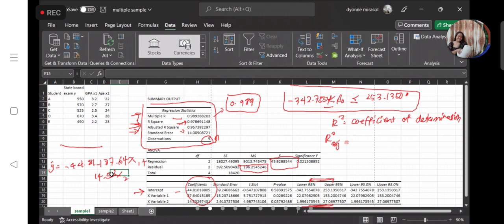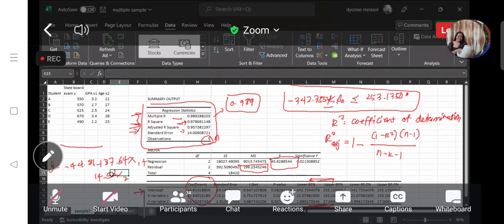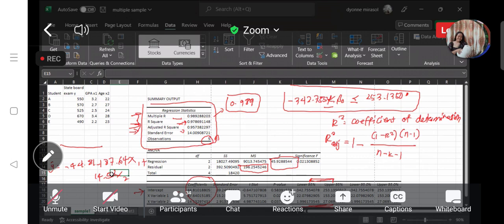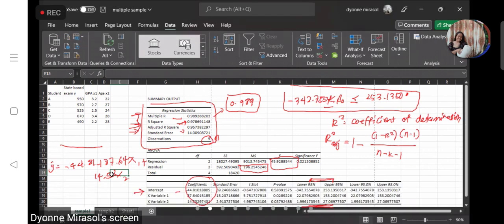So, how do we solve for the adjusted r squared manually? To solve for adjusted r squared, we will use 1 minus (1 minus r squared) times (n minus 1) over (n minus k minus 1). You solve for it, but manually, it should be the same as this one.